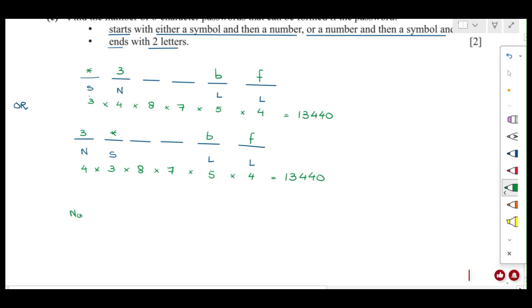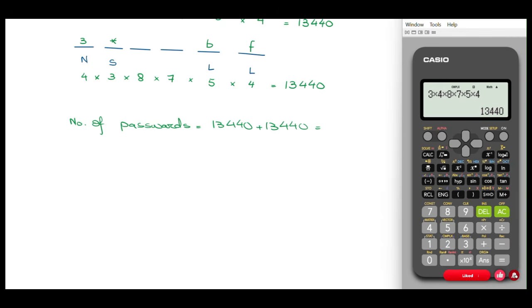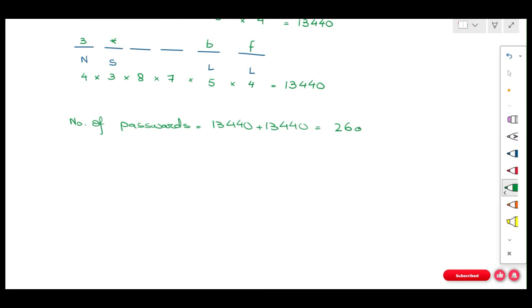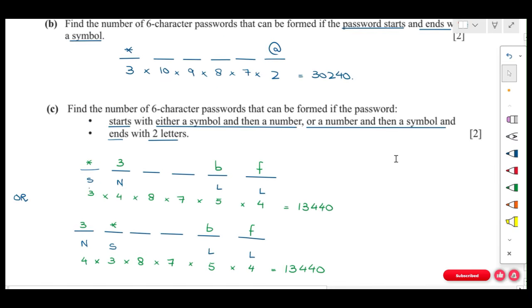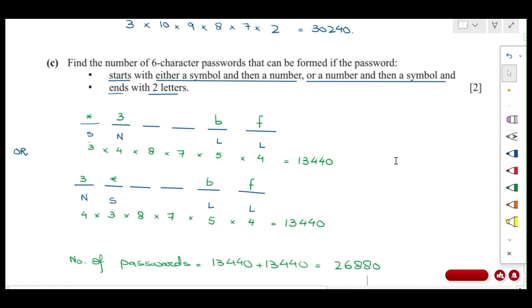So the number of passwords is going to be 13,440 plus 13,440, or 13,440 times 2, which is 26,880. So 26,880 passwords can be formed for part C.